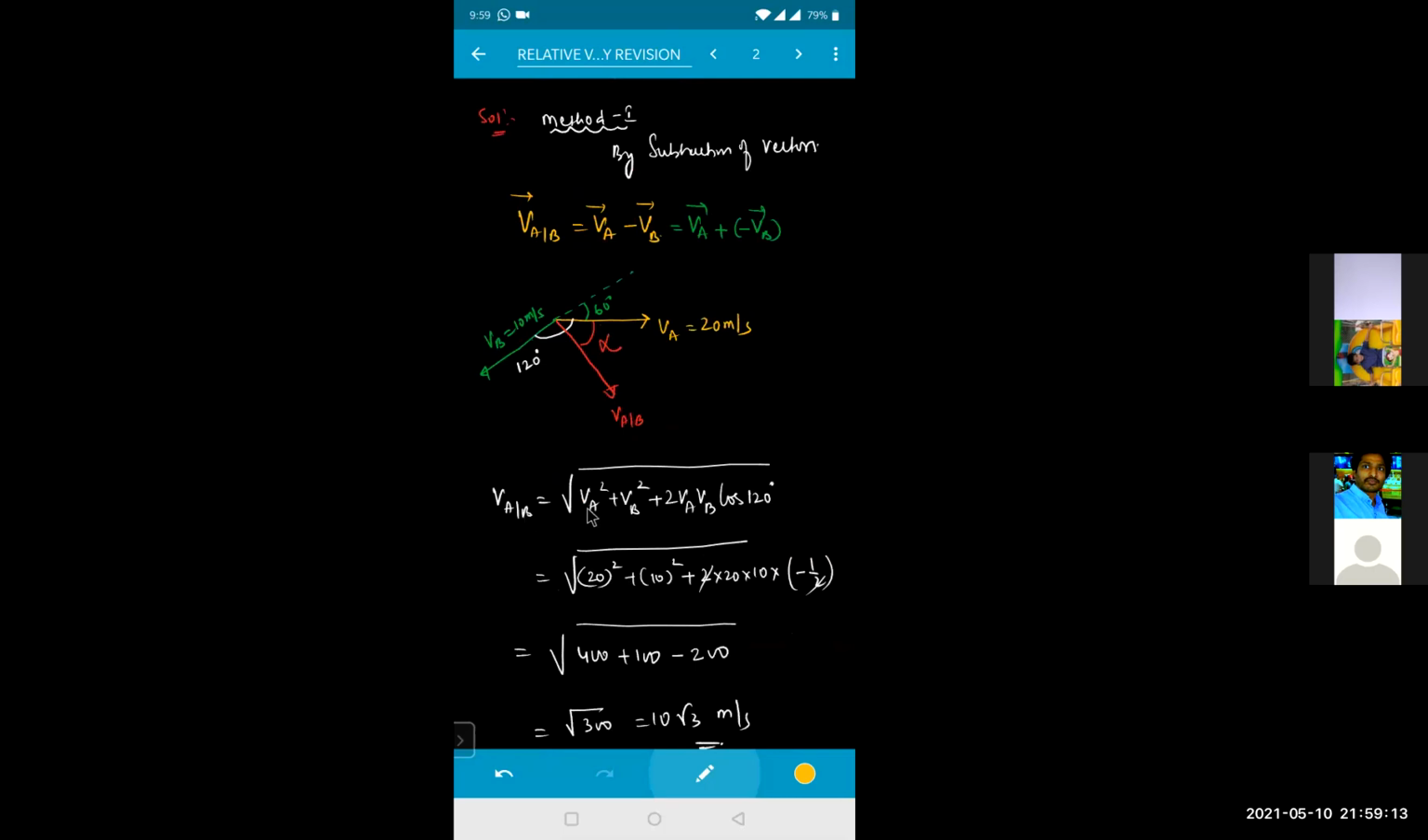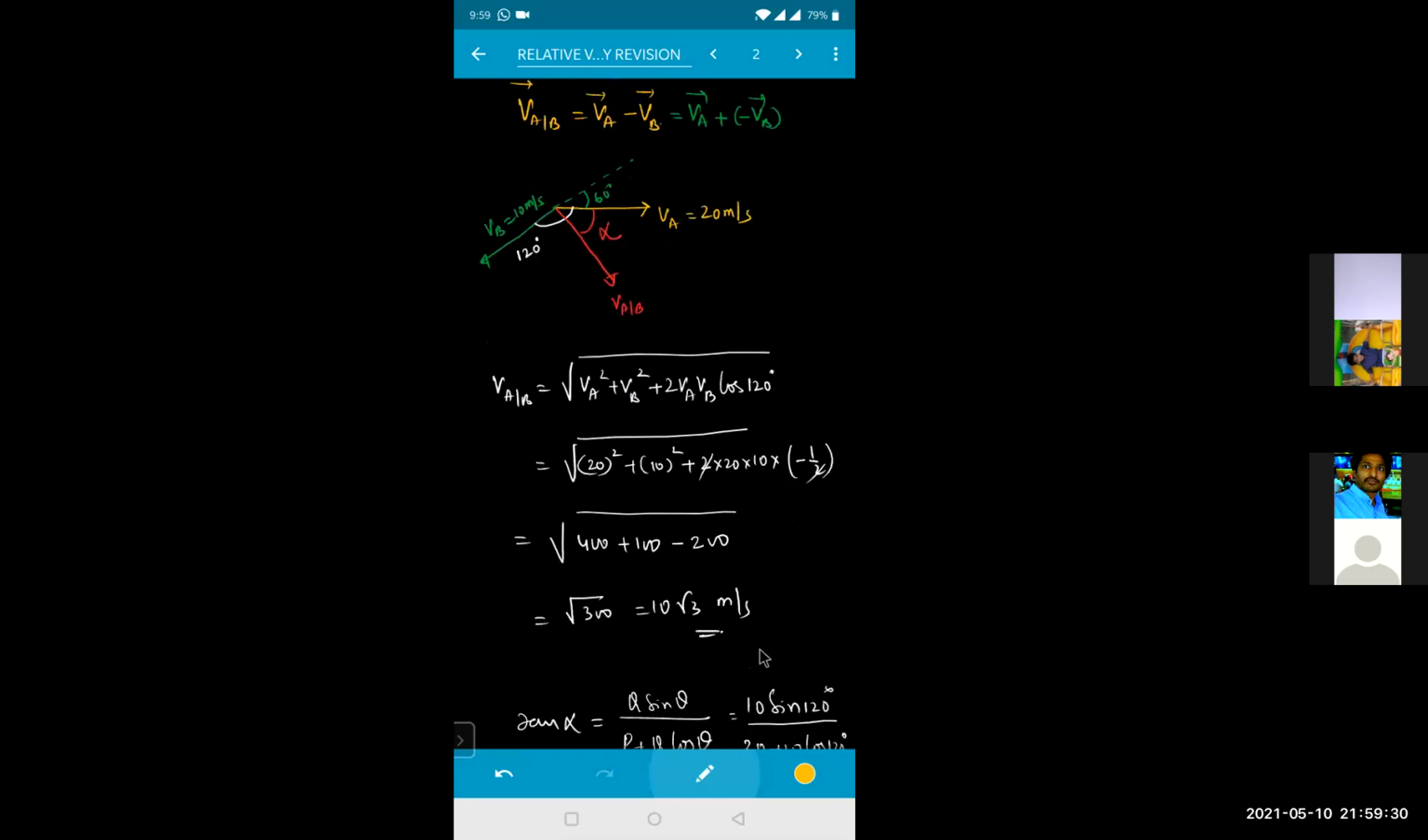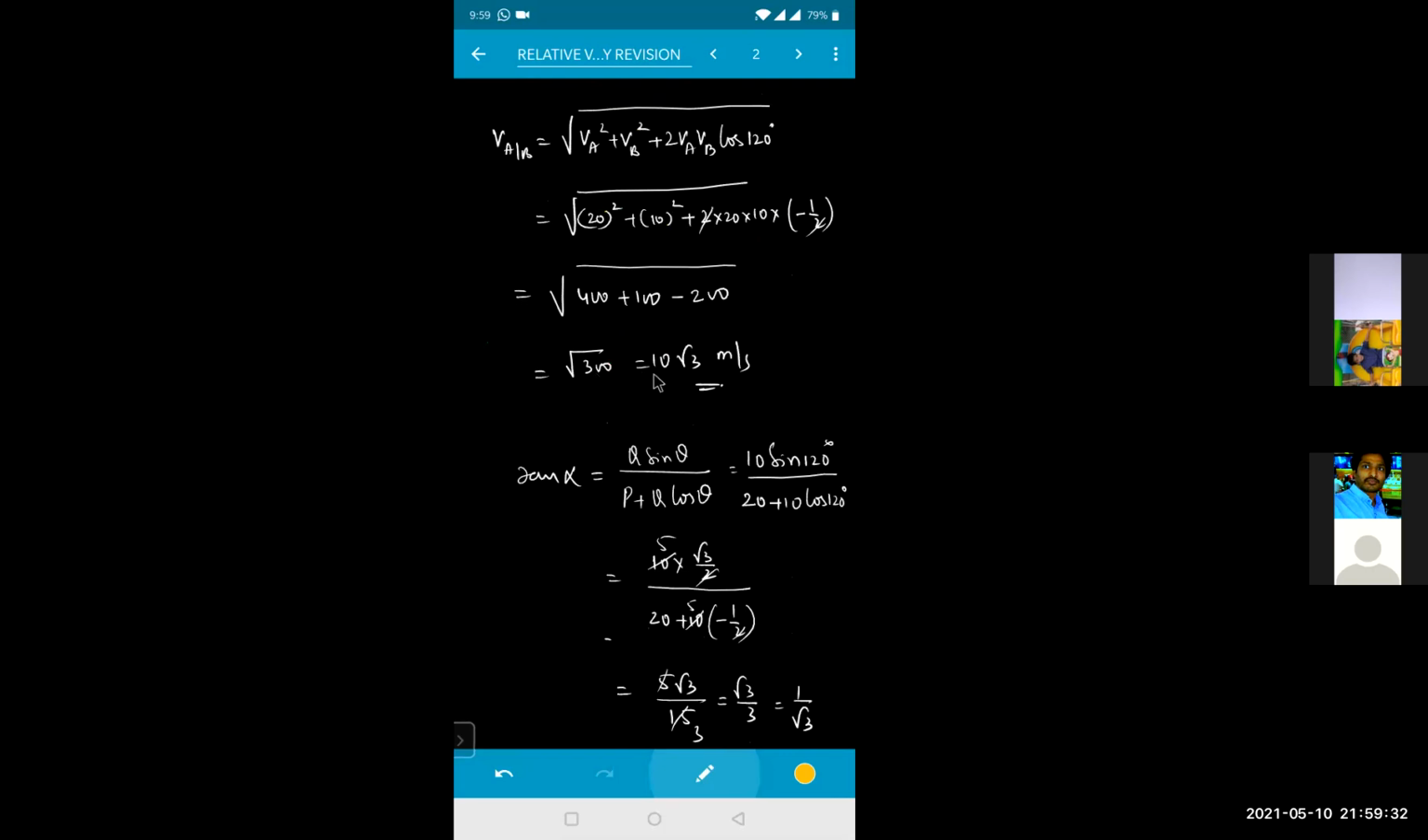So relative velocity of A with respect to B is under root of VA square plus VB square plus 2 VA VB into cos 120, because we are taking the angle between A and B as 120. Cos 120 is minus 1 by 2. This 2 will get cancelled. 20 whole square is 400. 10 whole square is 100. 20 into 10 is 200. So 500 minus 200, that will be equal to 300. Root 300 can be written as 10 into root 3.